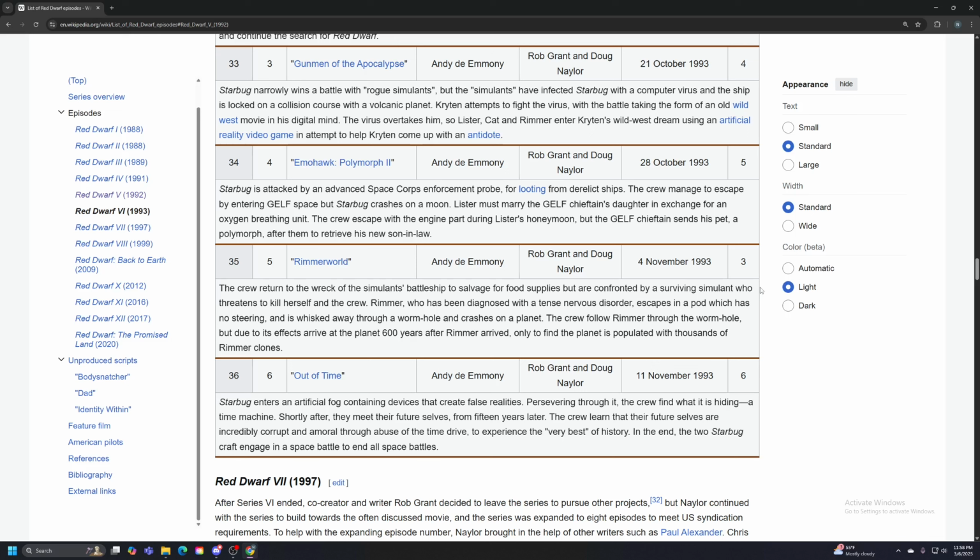The crew follow Rimmer through the wormhole, but due to time dilation effects, arrive at the planet 600 years after Rimmer arrived, only to find the planet is populated with thousands of Rimmer clones. And then episode 6, Out of Time.